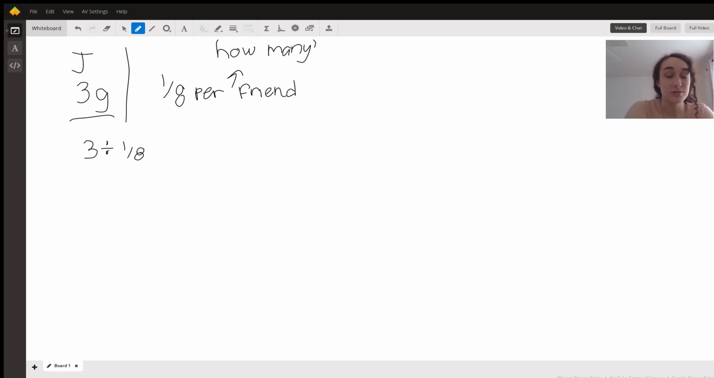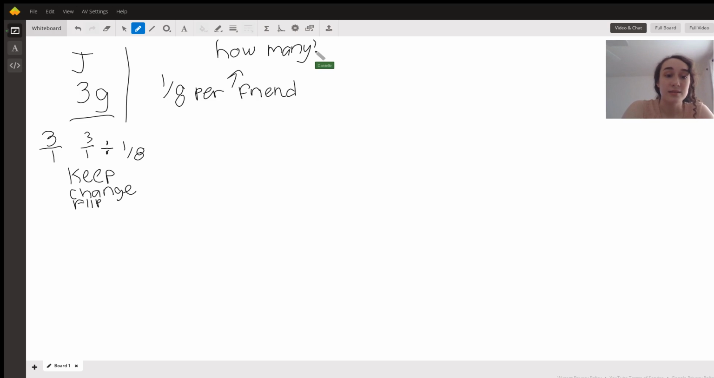Now, there is an essential thing to know when we cover this, and that is keep, change, and then flip, which is an acronym to say you keep the first. In this case, we're going to turn the 3 into a fraction. Usually whenever you have a number, 3, 2, whatever, it's always 3/1. So I have 3/1, and then we have 1/8. So you keep the first fraction the same.